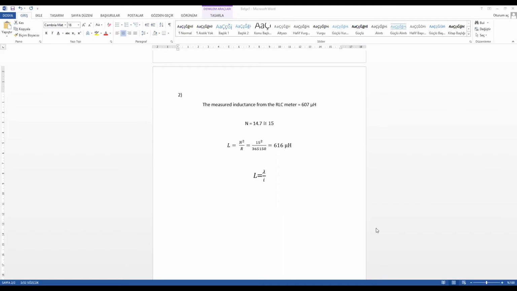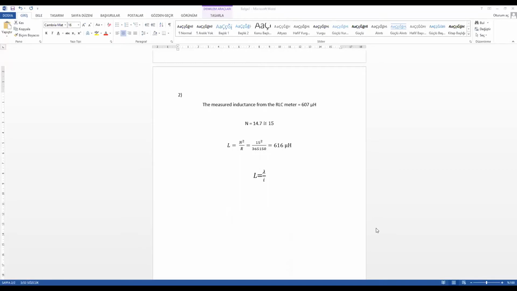If you look at the second question, the measured inductance from the RLC meter is 607 microhenry. In these calculations, we found the winding number 14.7, and then we rounded this number to an integer, which was 15. If we calculate the inductance value from this equation, we find 616 microhenry because of these roundings.